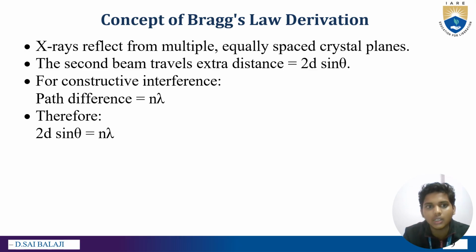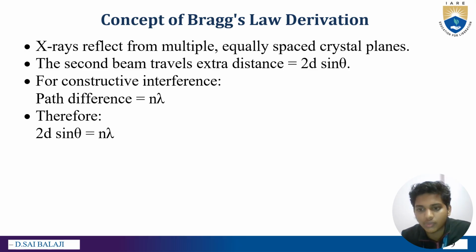It may be anything, and the second beam travels an extra distance that is equal to 2d sin theta. The distance of the second refracted ray is more than the first one here. And for constructive interference, the path difference is equal to n lambda. As we know, n is the number of this order, and lambda is the wavelength of X-rays.